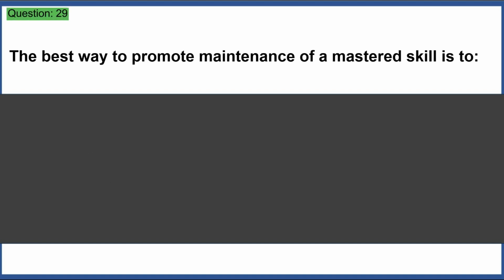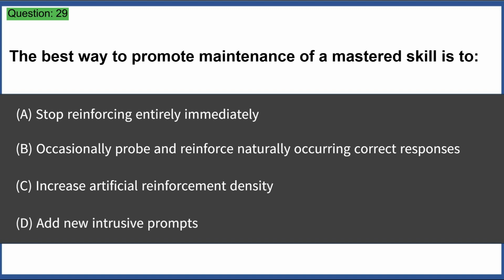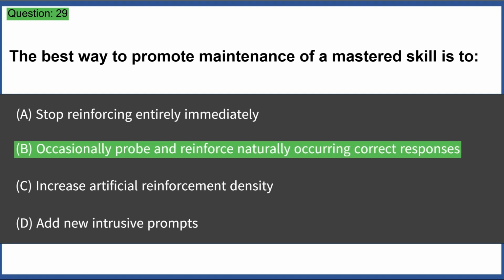The best way to promote maintenance of a mastered skill is to A. Stop reinforcing entirely immediately. B. Occasionally probe and reinforce naturally occurring correct responses. C. Increase artificial reinforcement density. D. Add new intrusive prompts. Answer B. Move to intermittent/natural reinforcement.